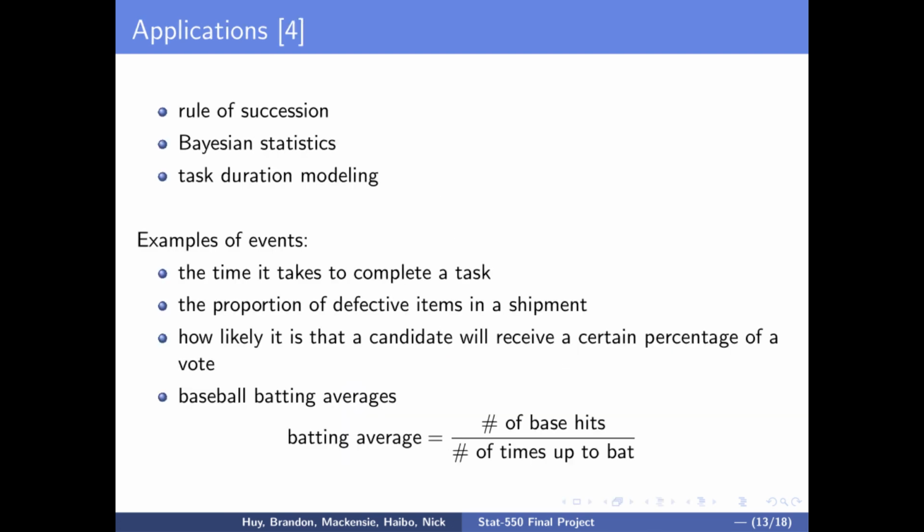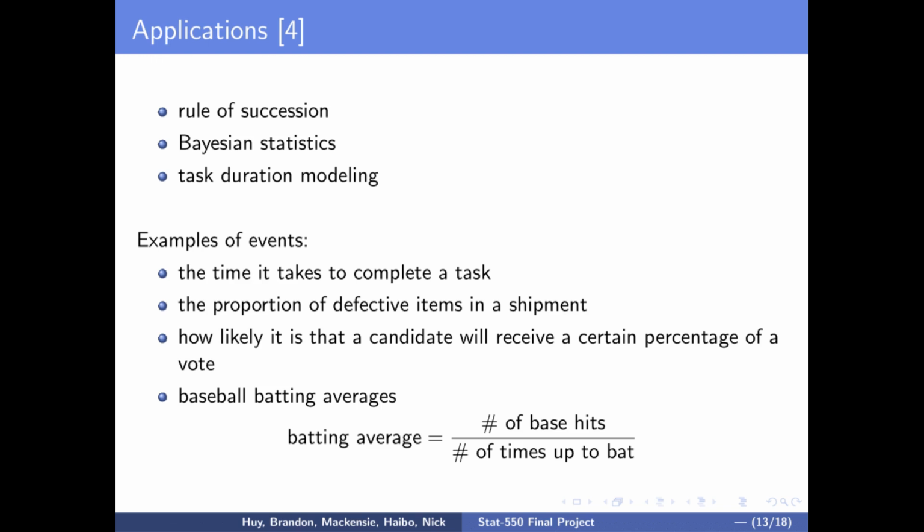Like we said before, the beta distribution is a continuous probability distribution that models events which are constrained to take place within an interval defined by a minimum and maximum value. The beta distribution can also be used to represent proportion or probability outcomes. These include a range of disciplines such as rule of succession, Bayesian statistics, and task duration.